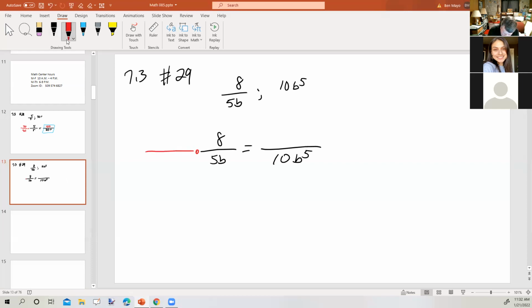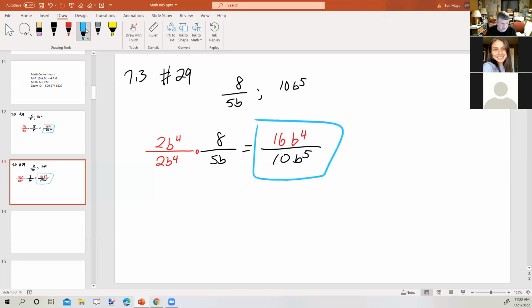So what do I have to multiply 5b by to get 10b to the 5th? Well, it would be 2b to the 4th. That would give me 10b to the 5th. Since I multiplied the denominator by 2b to the 4th, I have to multiply the numerator by 2b to the 4th. So the new numerator becomes 16b to the 4th, and our final fraction is 16b to the 4th over 10b to the 5th. Any questions about that one?